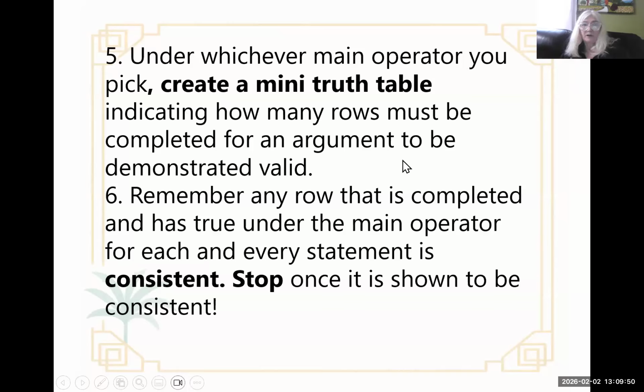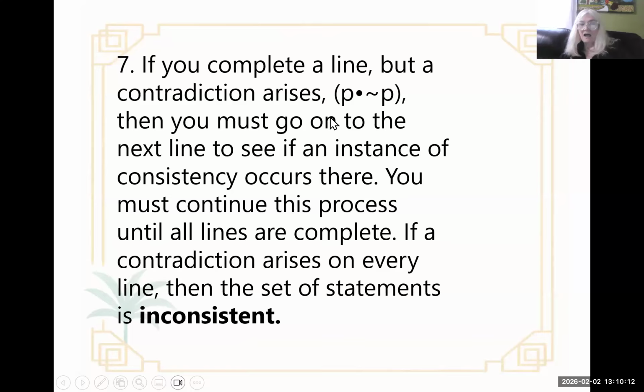So under whichever main operator you pick, create a mini truth table indicating how many rows must be completed for the first sentence to be demonstrated as consistent. Remember, any row that's completed and has true under the main operator for each and every statement is consistent. Stop once it's shown to be consistent. If you complete a line but a contradiction arises, P and not P, then you must go on to the next line to see if an instance of consistency occurs there. You must continue this process until all lines are complete. If a contradiction arises on every line, then the set of statements is inconsistent.